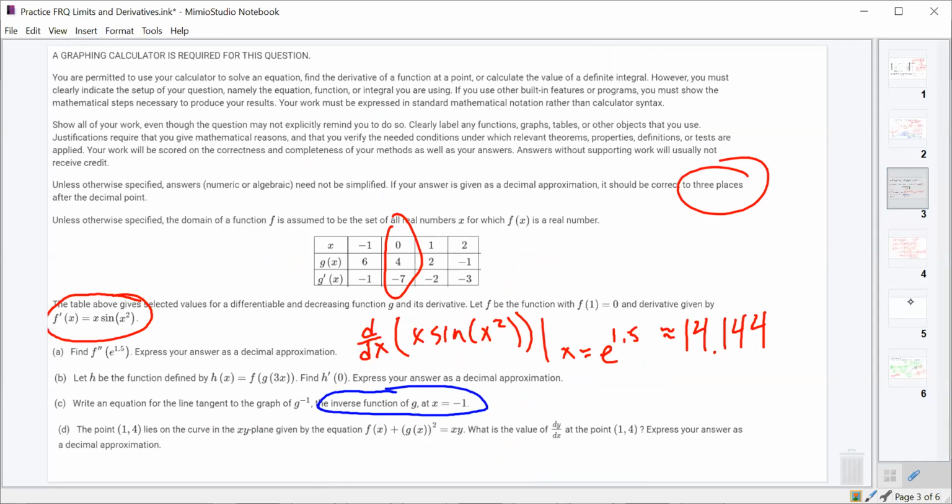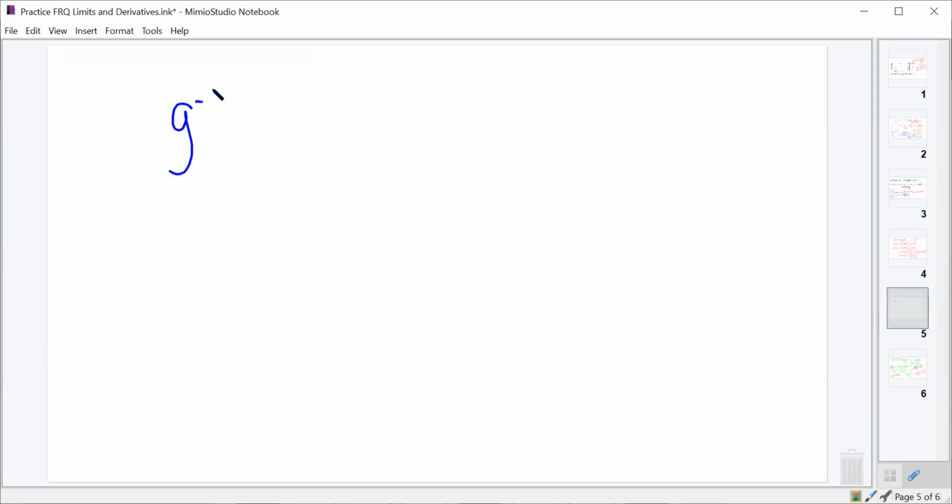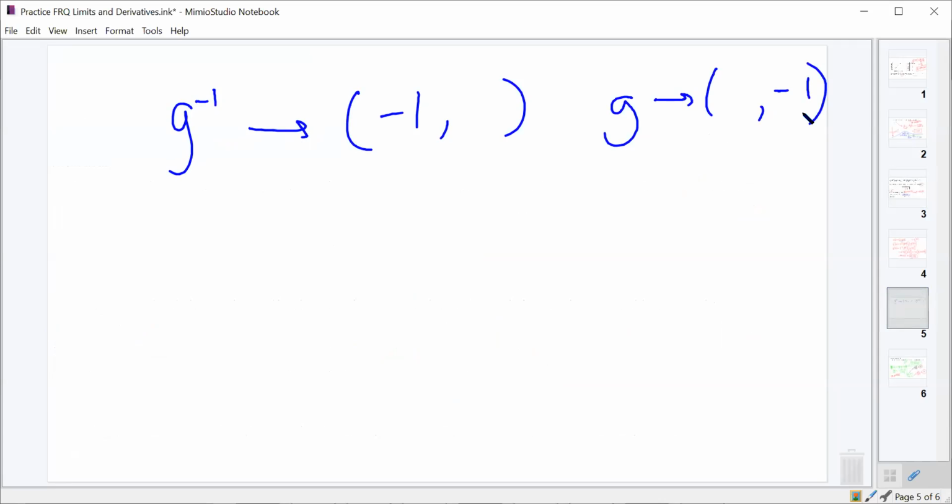Inverse rule. Yeah, we're going to use the inverse rule, right? Okay, so we're looking for g inverse at -1. So we know that g inverse is going to have a point (-1, something), which tells us what about g? g needs to have a point that is (something, -1). Everybody agree with that? Yeah.